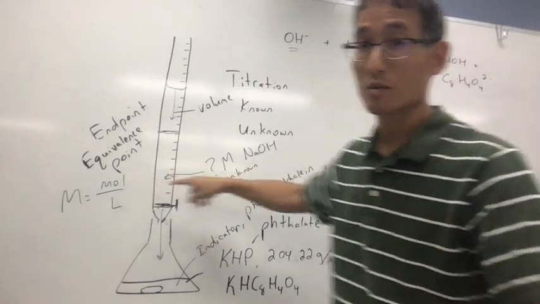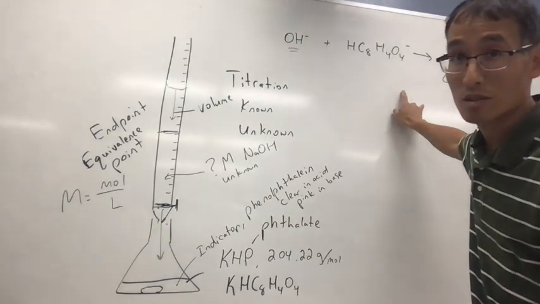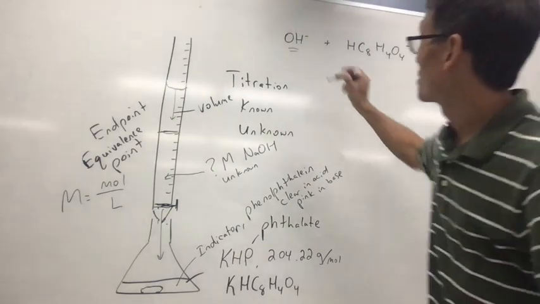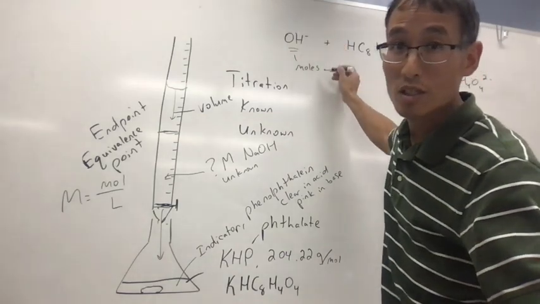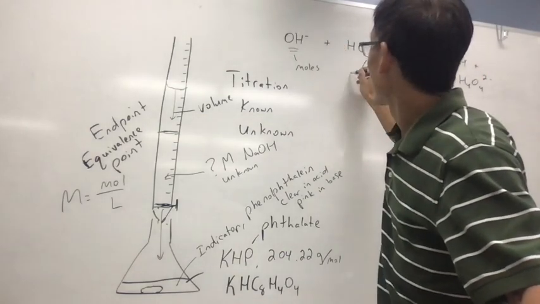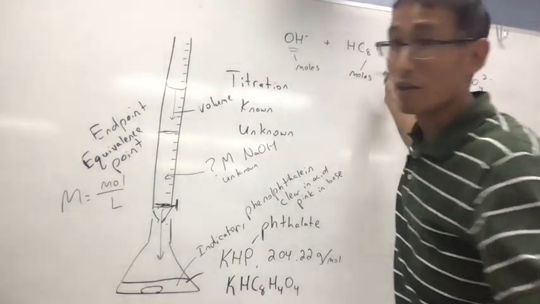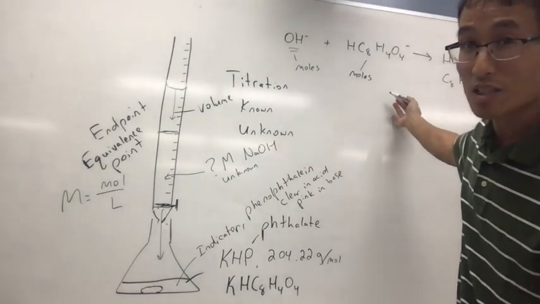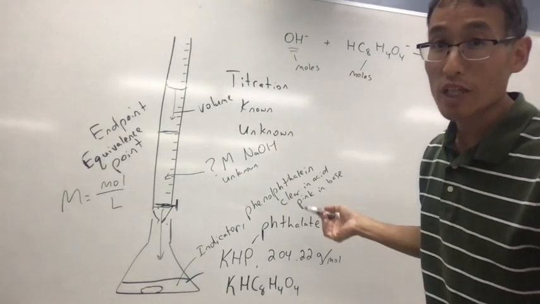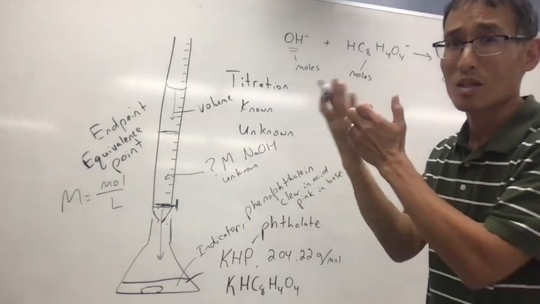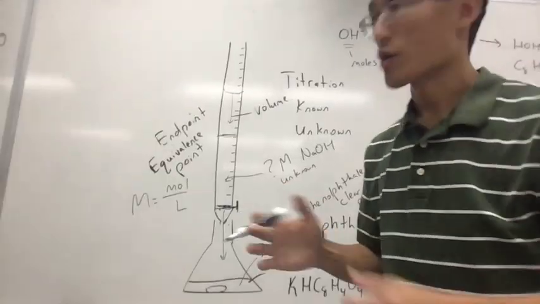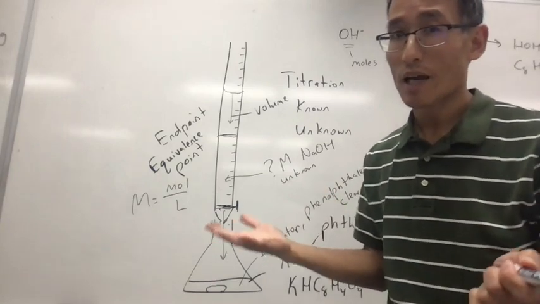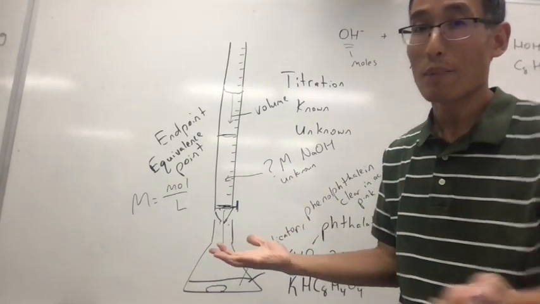Well, we have this equation here. And we know that the moles of OH and the moles of my acid, my hydrogen phthalate, what's the relationship between those two things? We have a 1-to-1 ratio. Okay, so that's how we use KHP as a base titration.